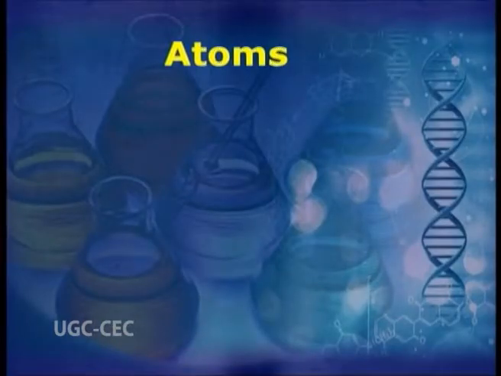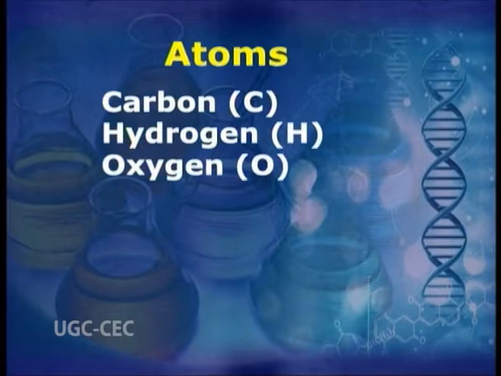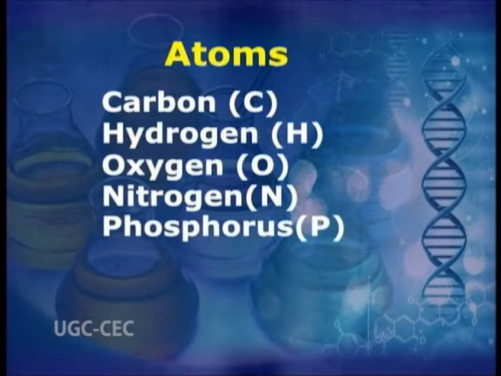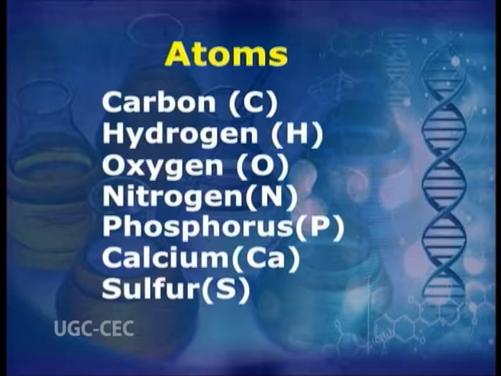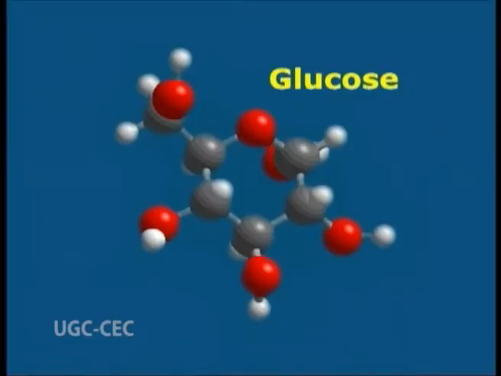Certain atoms such as carbon, hydrogen, oxygen, nitrogen, phosphorus, calcium and sulfur are essential for maintaining life. 2 familiar molecules found in the body are deoxyribonucleic acid, that is DNA, the genetic material passed from one generation to the next, and glucose, commonly known as blood sugar.